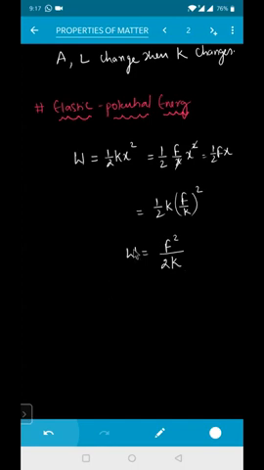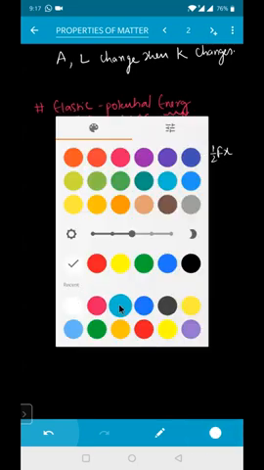This work done is stored in the form of energy in the wire. Because it is F square by K square, one K and square will get cancelled. So it is F square by 2 into K. Clear? Yes. See here.